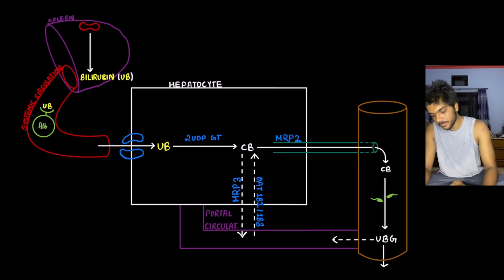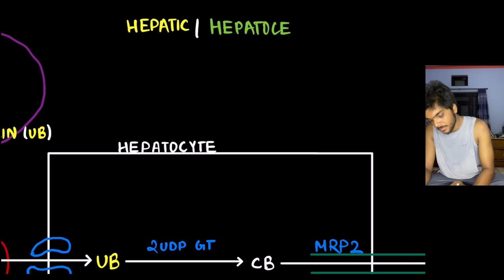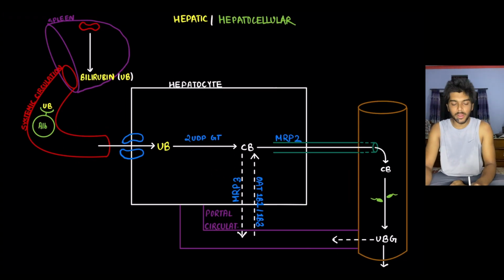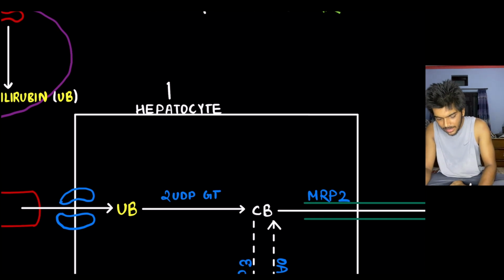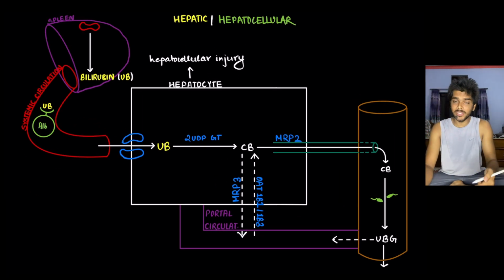Second, hepatic jaundice or hepatocellular jaundice. The reason behind hepatic jaundice or hepatocellular jaundice is hepatocellular injury. So there is your hepatocyte. This hepatocyte goes through hepatocellular injury. This hepatocellular injury can be due to inflammation, right? Hepatitis or simply cirrhosis.